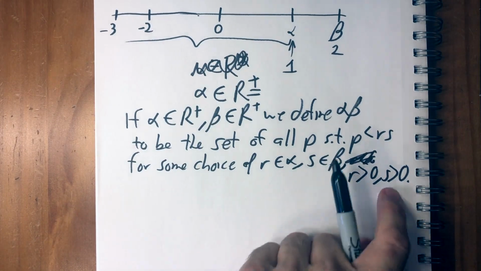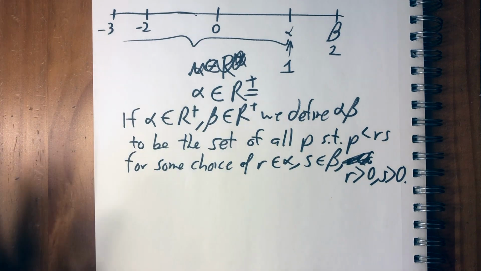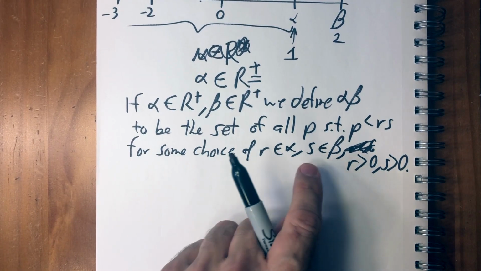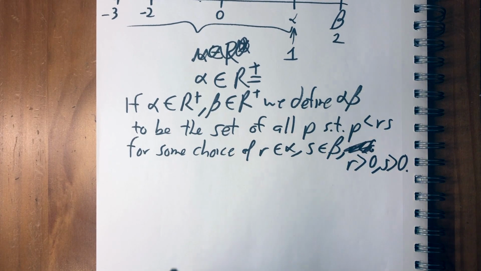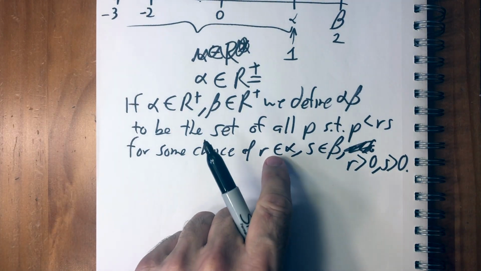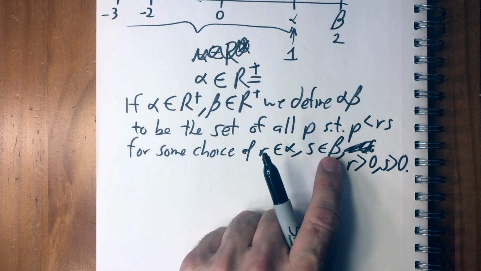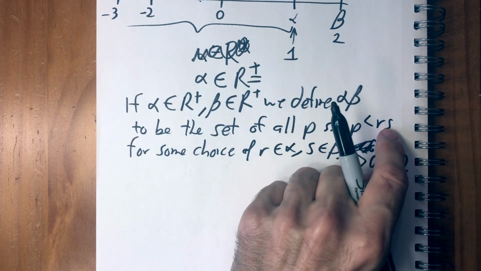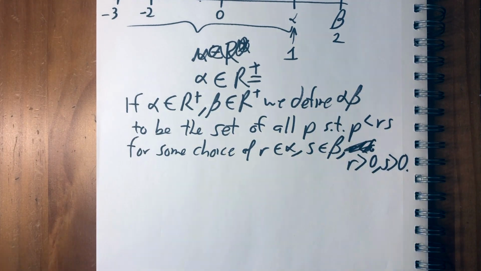So notice again, this is a little bit different than it was for addition already, because we're only looking at the positive elements of alpha and beta. So p is the set of all of the positive elements of alpha times the set of all the positive elements of beta. So p is everything less than those. So it's a little bit different than addition was.